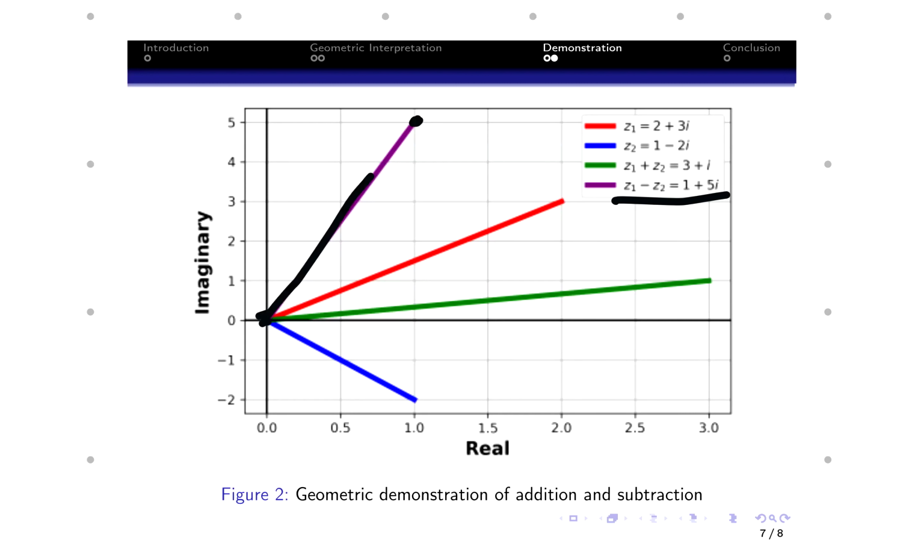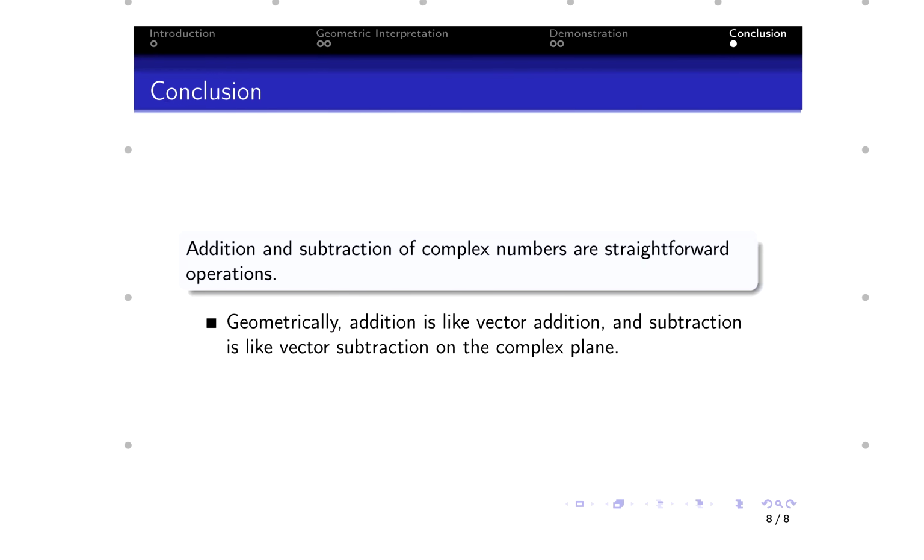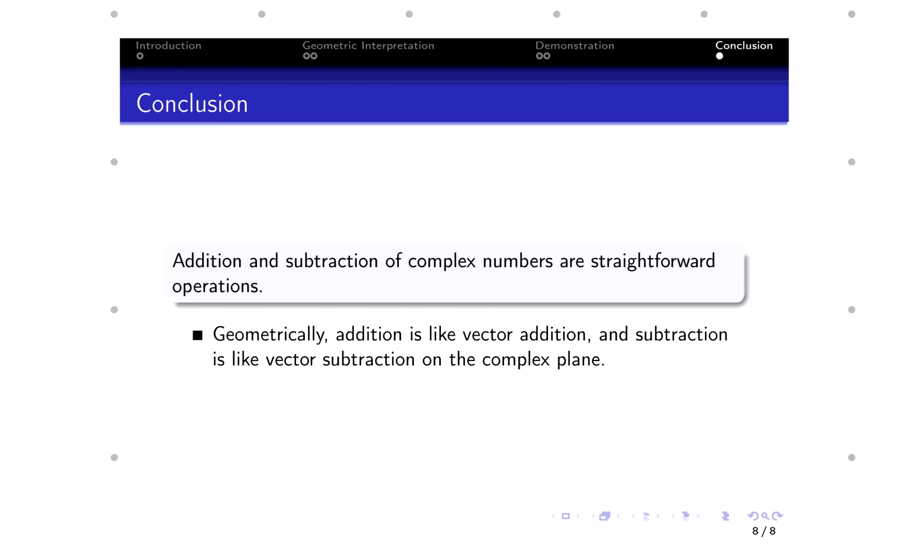So that's the simple representation. It's just like what you have in the Cartesian coordinate system, where you have x and y axes, except that the x-axis here is the real part, and the y-axis is the imaginary part. So, straight to the point: in conclusion, addition and subtraction of complex numbers are very straightforward, as you can already see. Geometrically, addition is like vector addition, and subtraction is like vector subtraction on the complex plane. And now you've seen what the complex plane looks like: this is real, and this is imaginary.